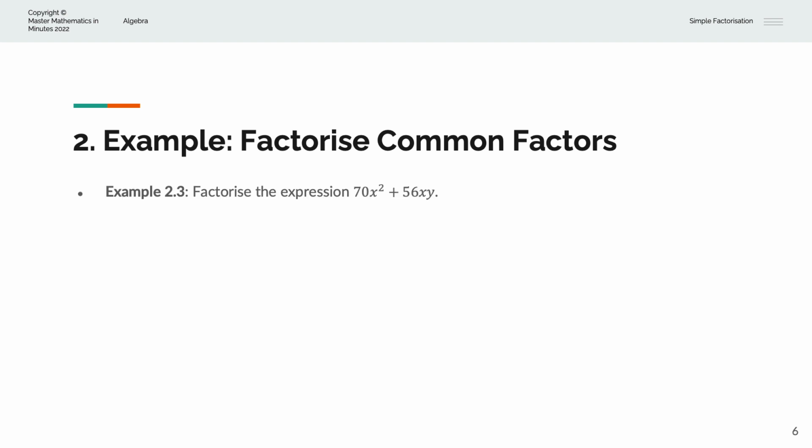In the third example, we're asked to factorize the expression 70x squared plus 56xy. So we can rewrite this expression. 70x squared can be rewritten as 14x multiplied by 5x, and 56xy can be rewritten as 14x multiplied by 4y. Notice that 14x is the highest common factor, which we can place outside the brackets. And inside the brackets, we have 5x plus 4y.